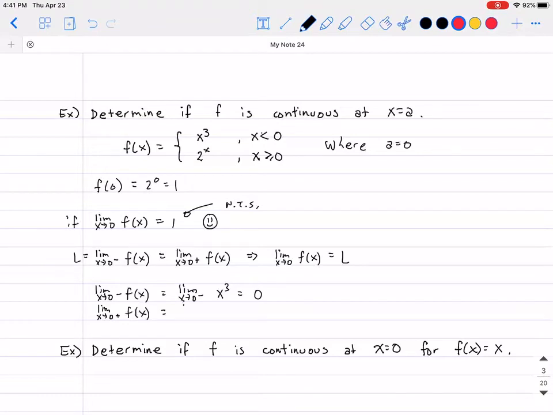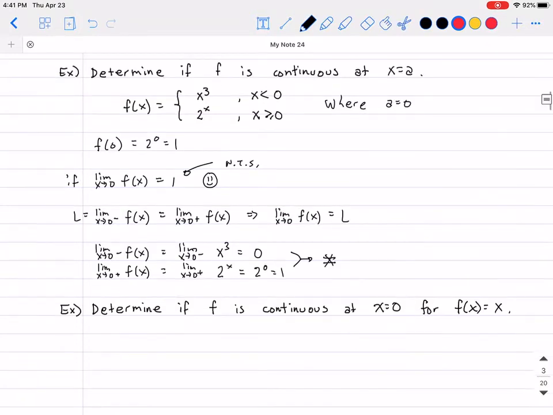Now we'll do the same thing for the limit as x approaches 0 from the right-hand side of f of x. But this time, when I use the right-hand side, I am not using x squared anymore, but instead I am using 2 to the x. And when I plug it in, we're going to get 2 to the 0, which is equal to 1. So unfortunately, because these two are not the same thing, it's a contradiction. So the limit, what I'm trying to find, does not exist.